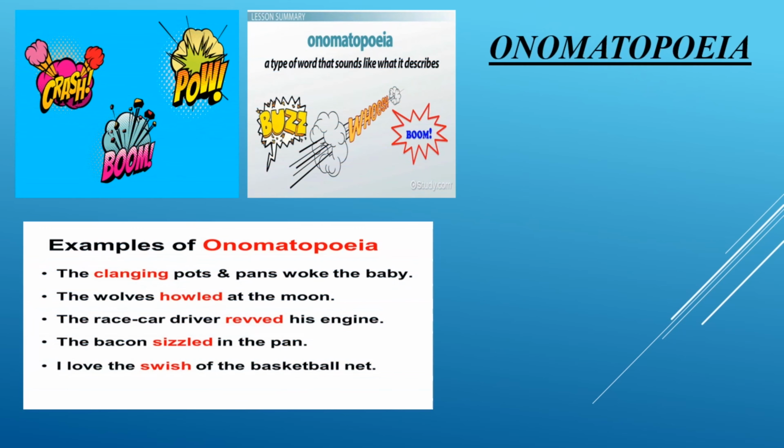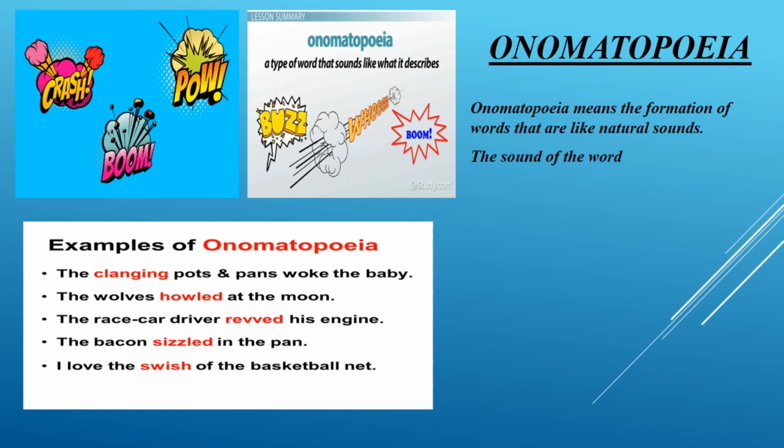The next figure of speech is an onomatopoeia. Onomatopoeia means the formation of words that are like natural sounds. The sound of the word suggests the meaning, that is, the sense of the word. Here, the words express the sounds. Let us look at the examples now.